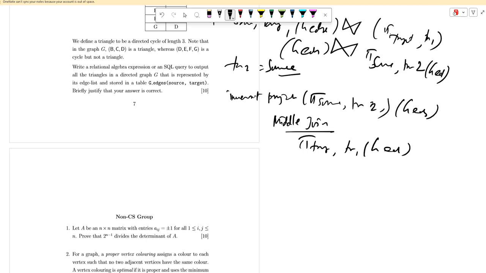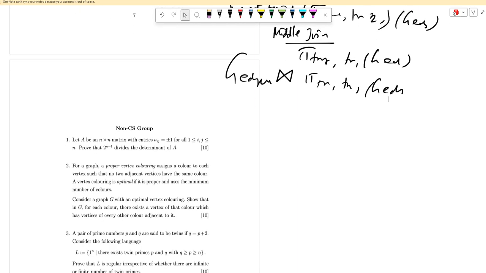So the outermost join with respect to pi target 1 and G edges here. The where clauses which we have filter the result to include only the columns of source 1 and target 1 here directly in the triangles.